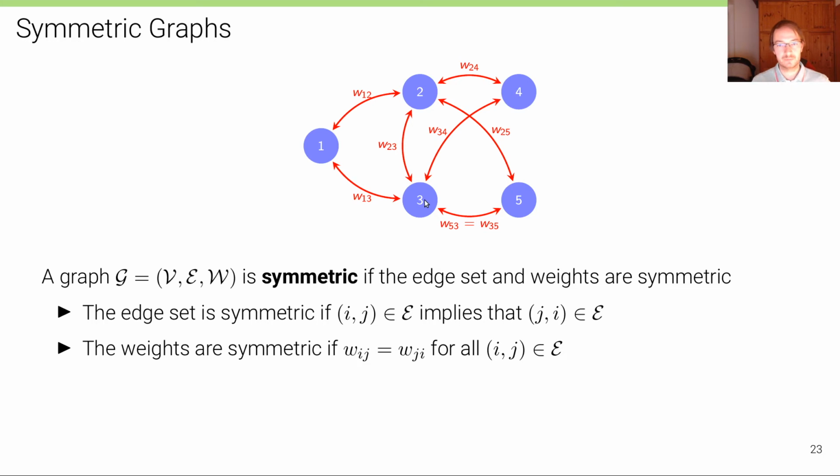And furthermore, not only are both edges there, but in this case also the weights are symmetric, which means that wij is the same as wji. There's basically just one value at this edge, and that acts in both directions.